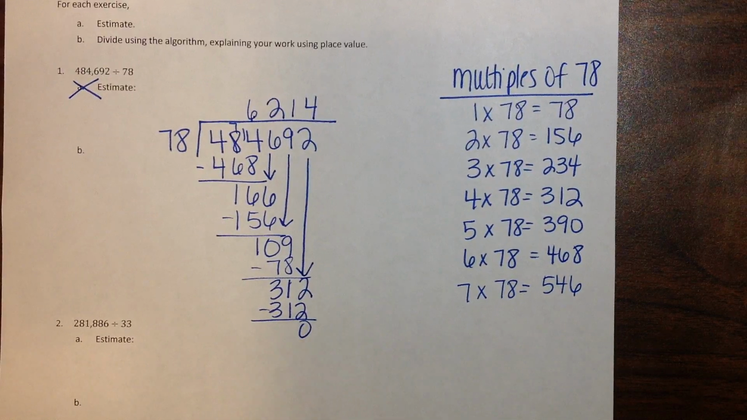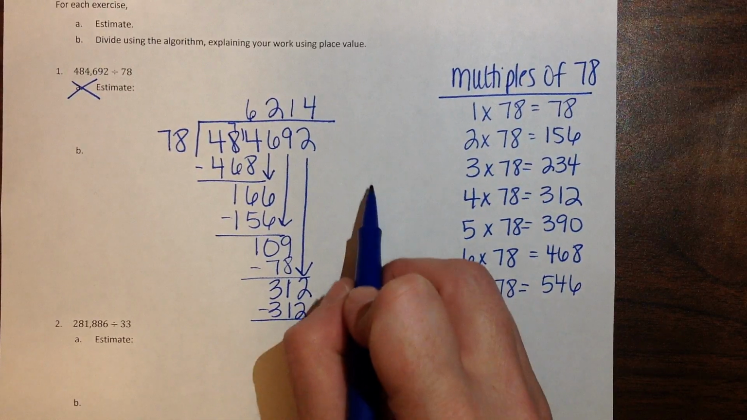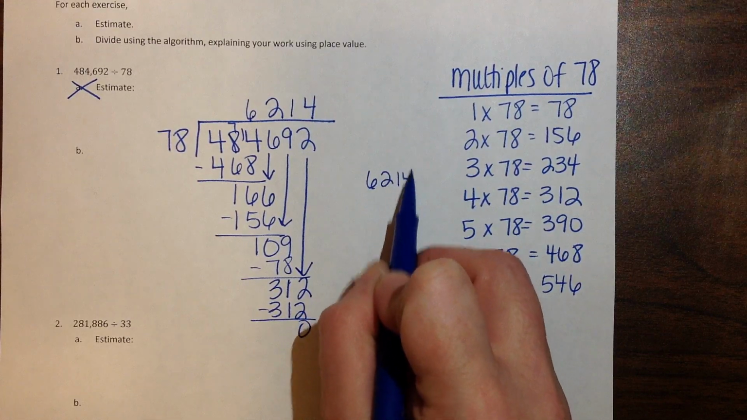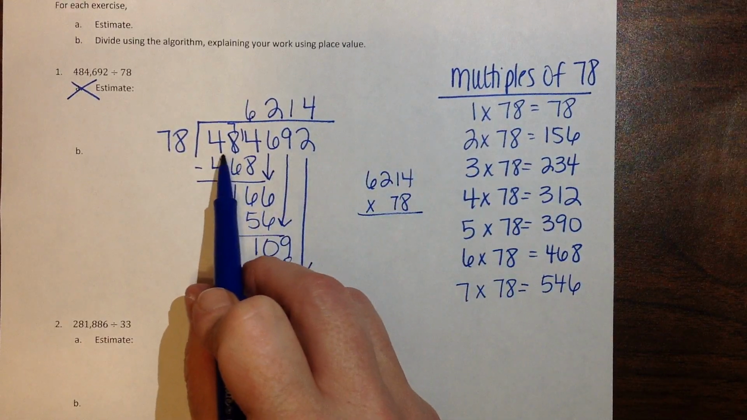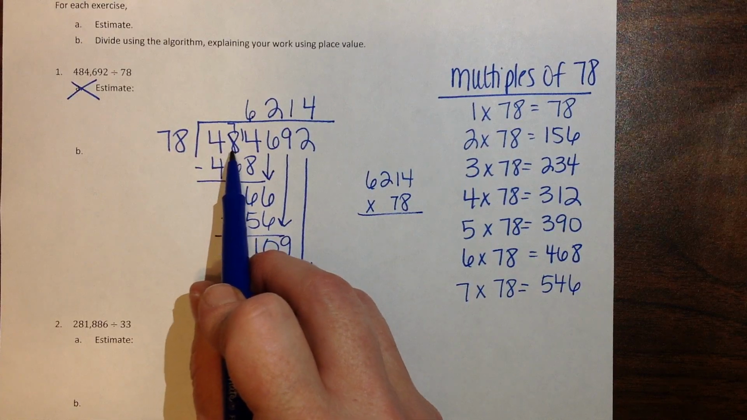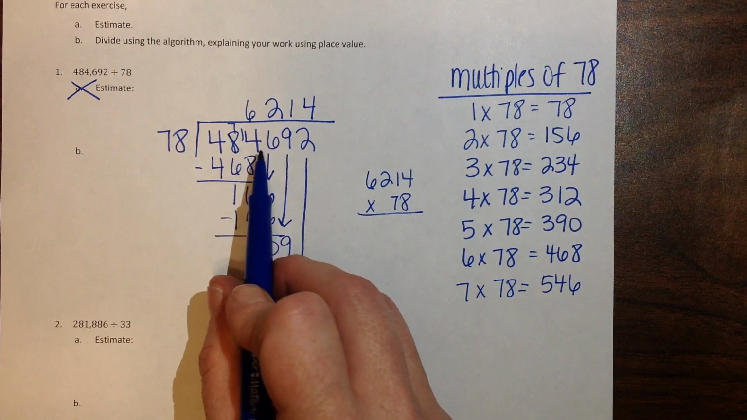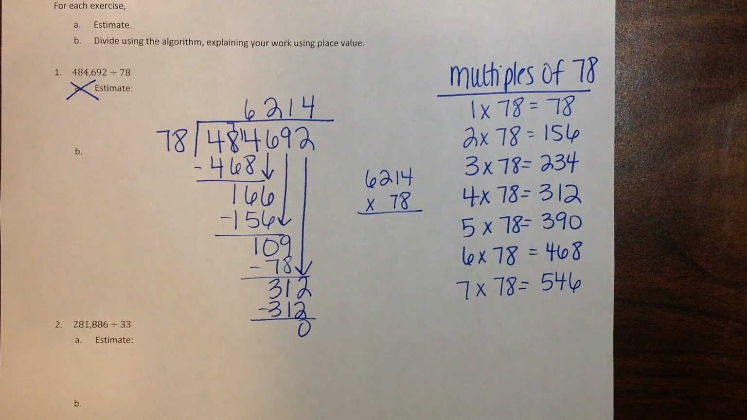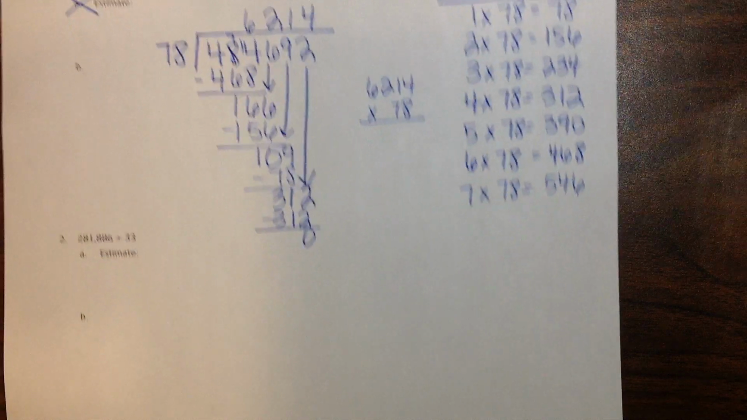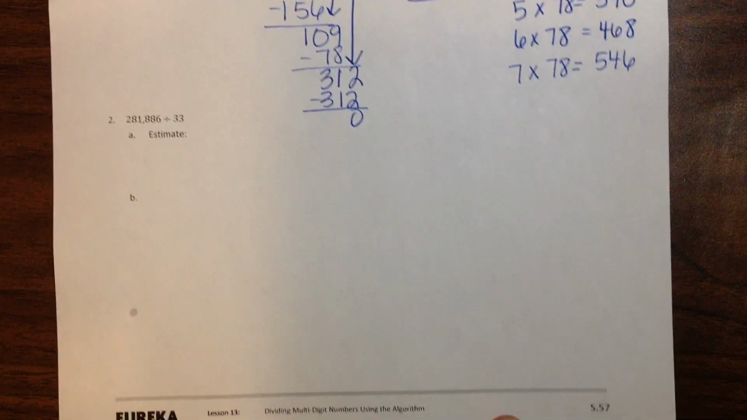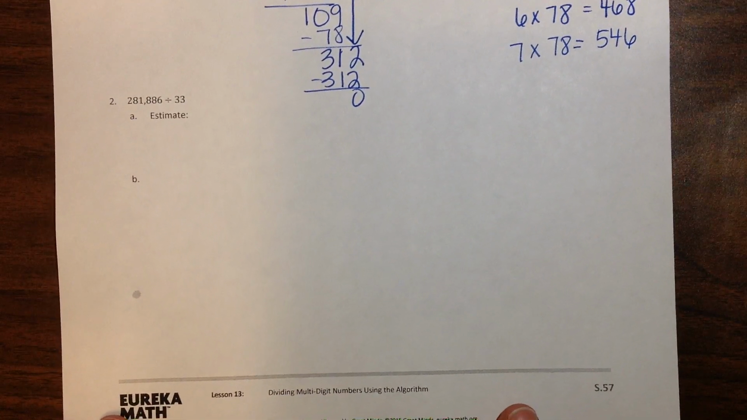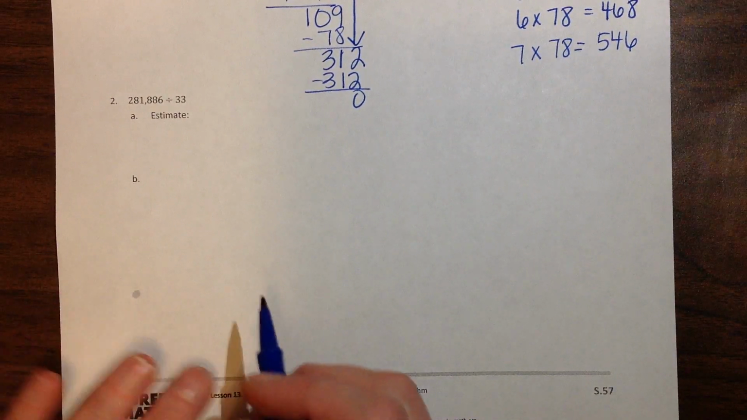Go ahead and check your answer with the multiplication. 6,214 times 78, and you should get the original dividend of 484,692. All right, you can pause the video and check your answer. When you're ready, resume the video.